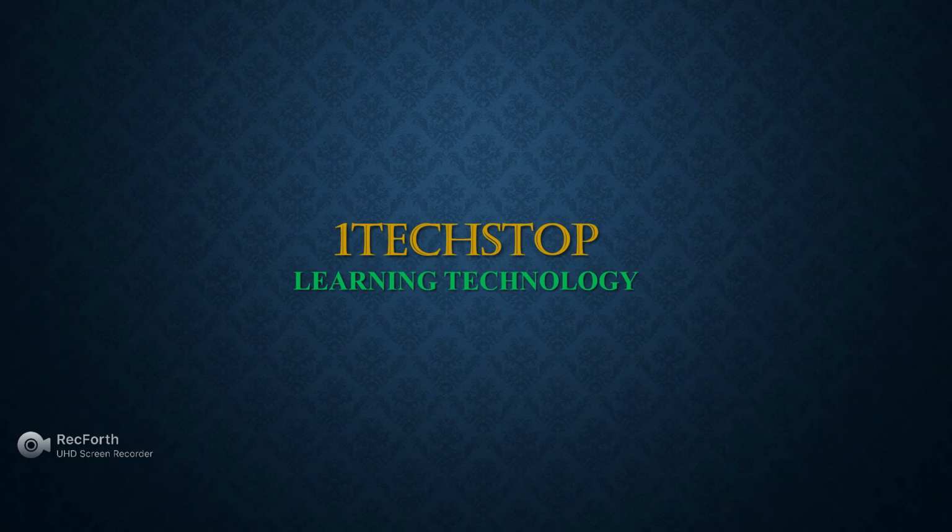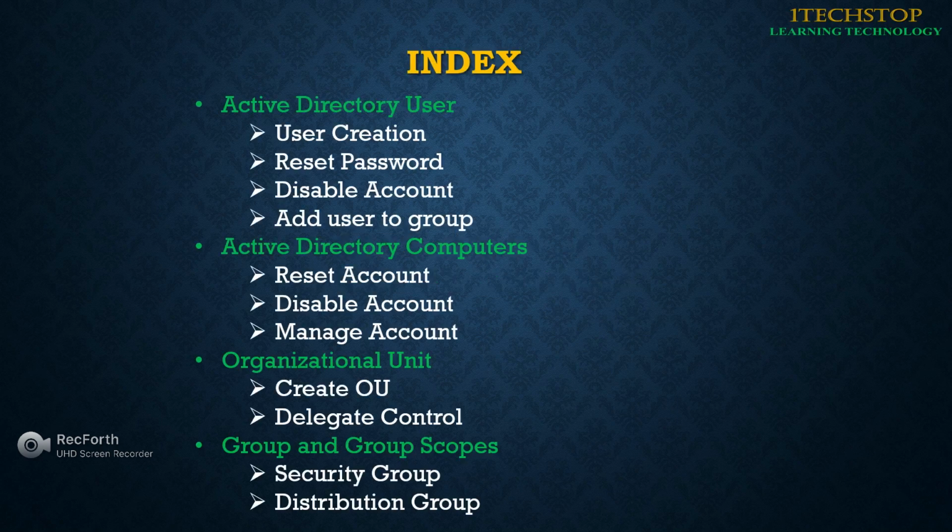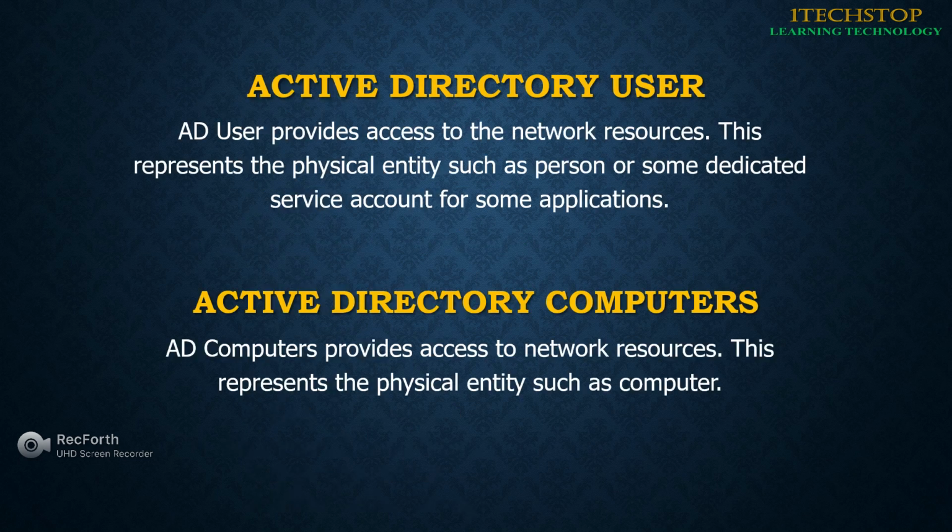So in our previous video we have seen what is the DHCP server role, what is the DHCP scope, and how we can configure them. And also we have seen how we can get an IP address to the client machine from the DHCP scope pool. So in today's video we will see what is Active Directory user, what is Active Directory computers, what is organization unit, what are the groups. So let's see one by one.